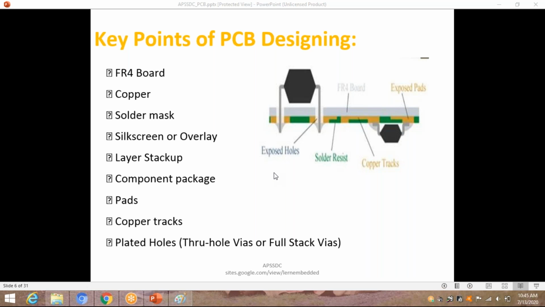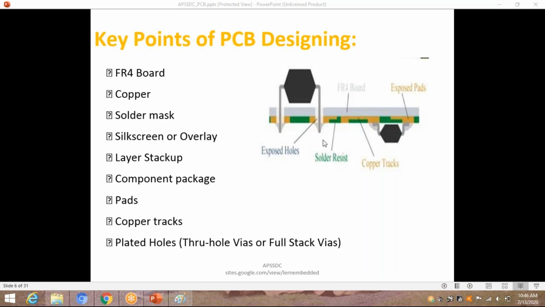Okay, first one is through hole technology. The second one is surface mount technology. Is it clear, guys? We have only two packages, through hole and surface mount. Surface mount technology is the advanced technology. Currently, there are no through hole methods. Okay, you will be knowing.